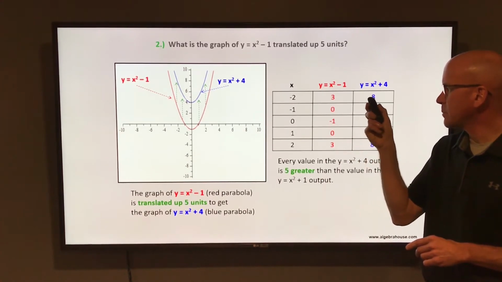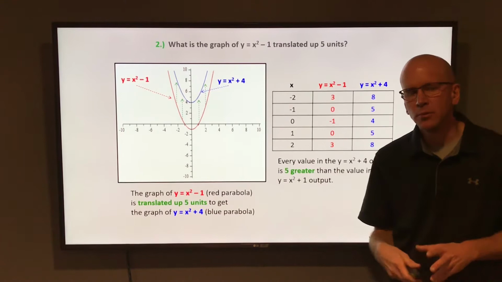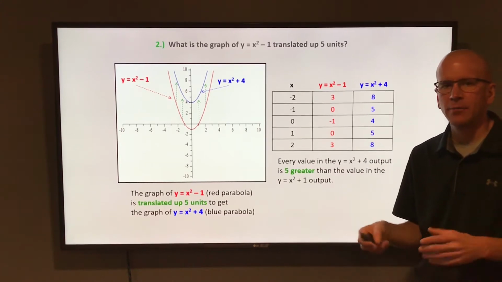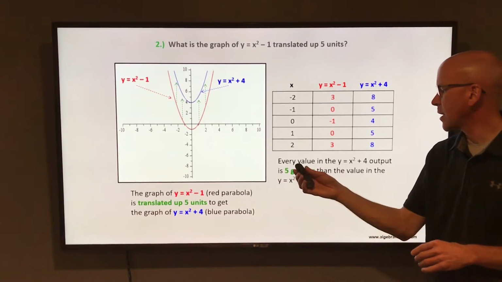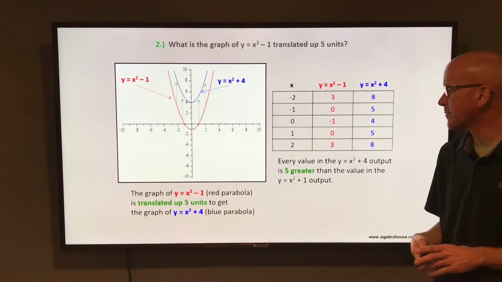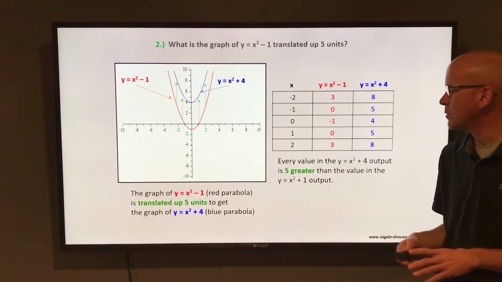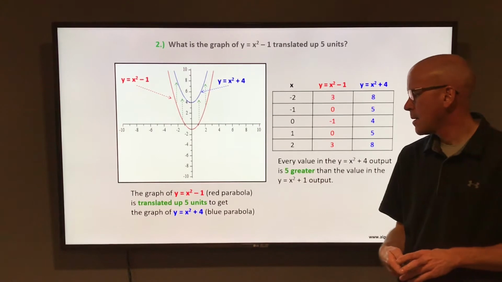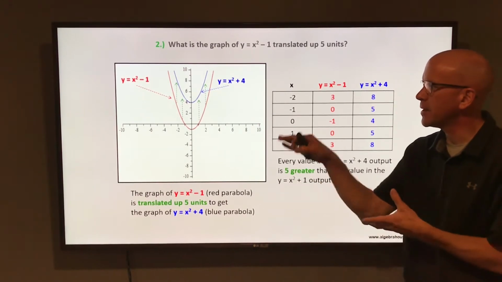From the red graph to the blue graph, the y values are moved up 5 units, or you're adding 5 onto the value of y. So every value in the y equals x squared plus 4 output is 5 greater than the value in the y equals x squared minus 1 output. The graph is shifted up 5 units.